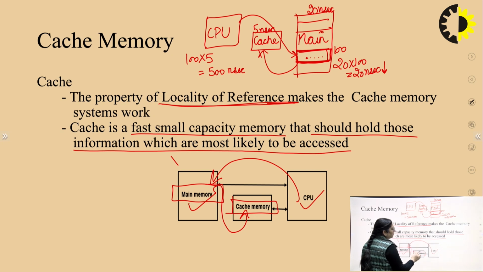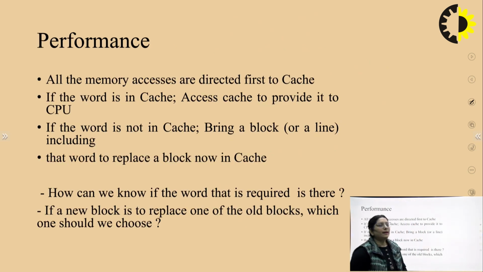Now the memory access time of this cache memory is quite less as compared to the memory access time of the main memory, and it is also near to the CPU. So this will reduce the total accessing time from the memory location. Fine. Next are the issues in performance, how the performance of this cache memory works.